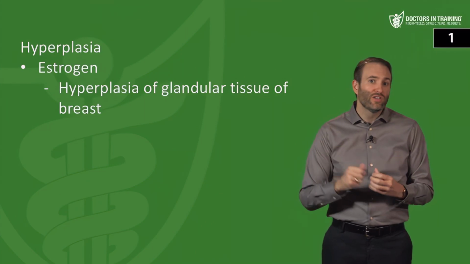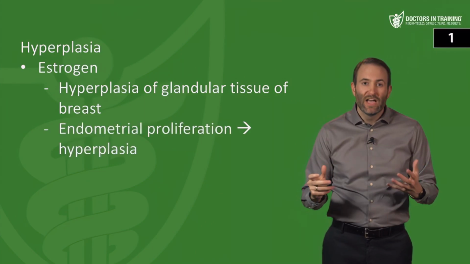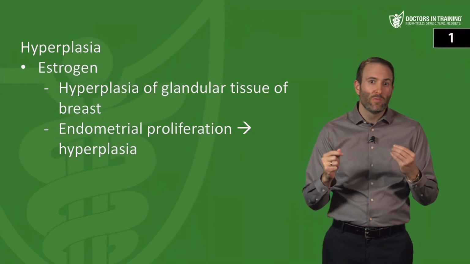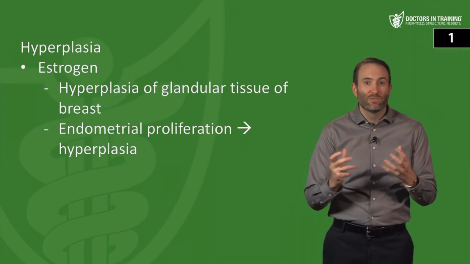Now, estrogen also causes proliferation of the endometrium as part of the menstrual cycle. We'll talk about this in more detail in the reproduction section, but also remember that progesterone counteracts this proliferation.